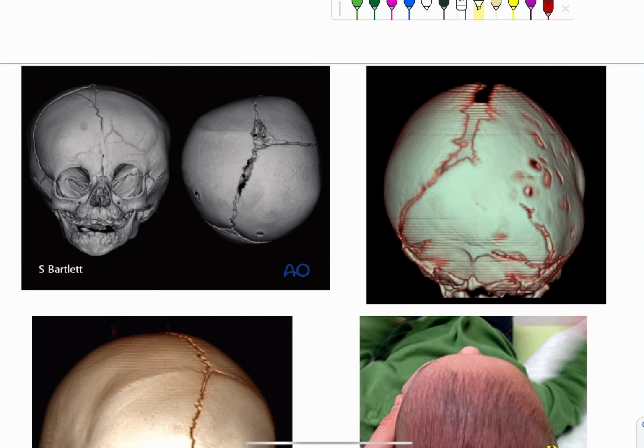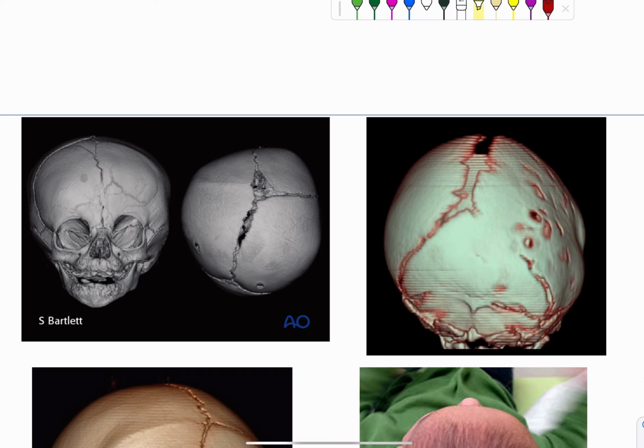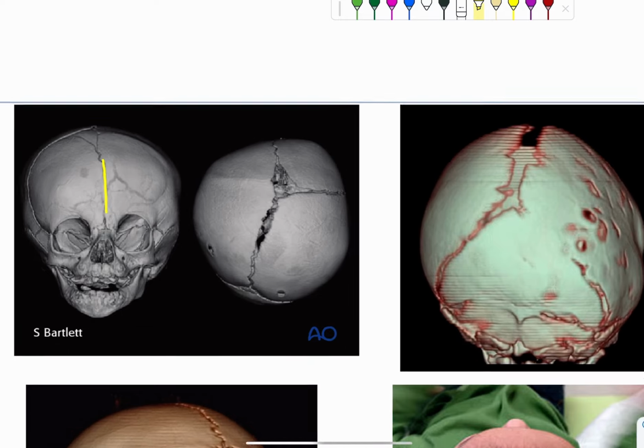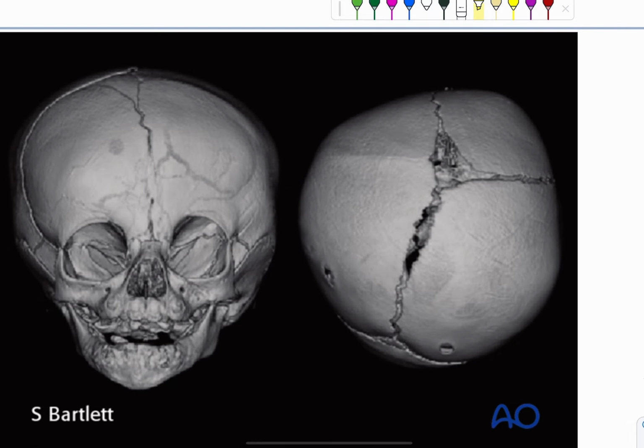In the first picture, these are the real images. Now in the first image, you can see this suture in the center. I'm rubbing it again. Look at the picture here. This suture in the center is your metopic suture. And you see this suture here. This is your coronal suture. We have a coronal suture on the right side, but there is no coronal suture on the left side. Why? Because it is fused.